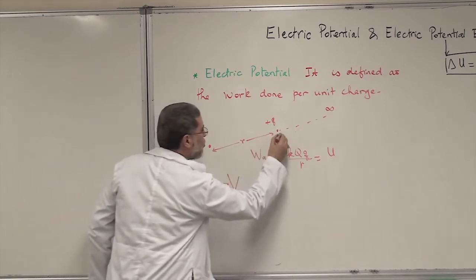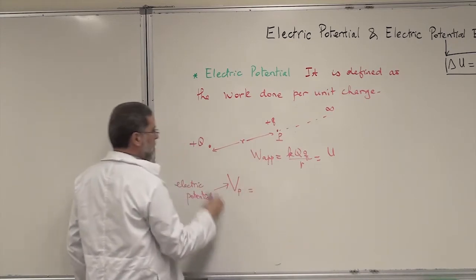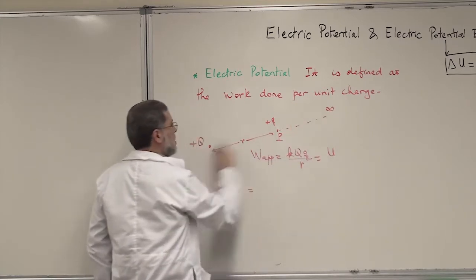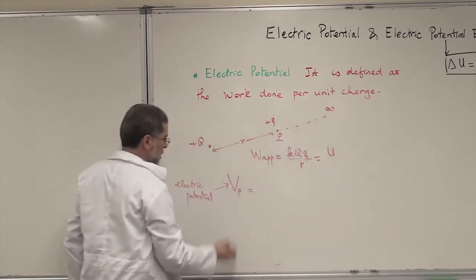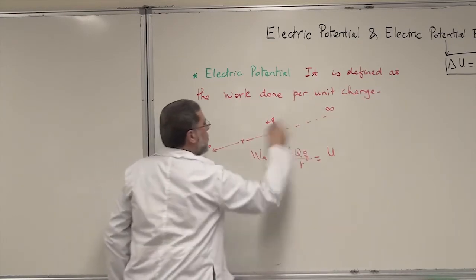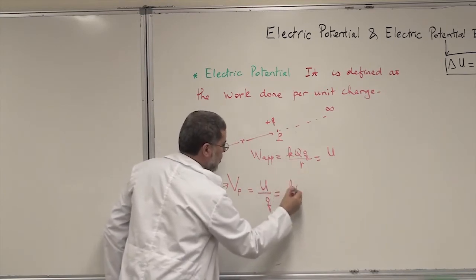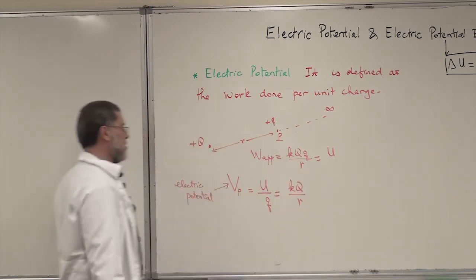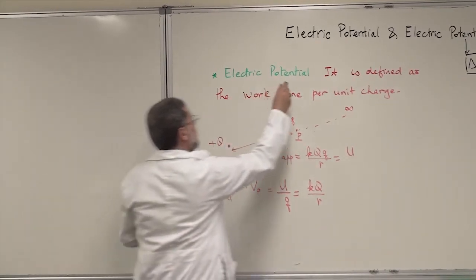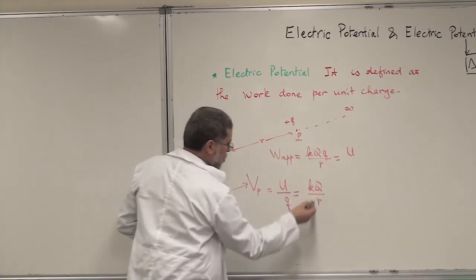At this point, I'm going to call this point P. This is the potential produced by this charge here, because this charge is fixed and I'm bringing the other charge from infinity to this point. The potential is U over q, the charge which is moving to this point. So if you take this U, KQ over r, it gives you this equation. That's the electric potential due to this point charge at this point P: KQ over r.